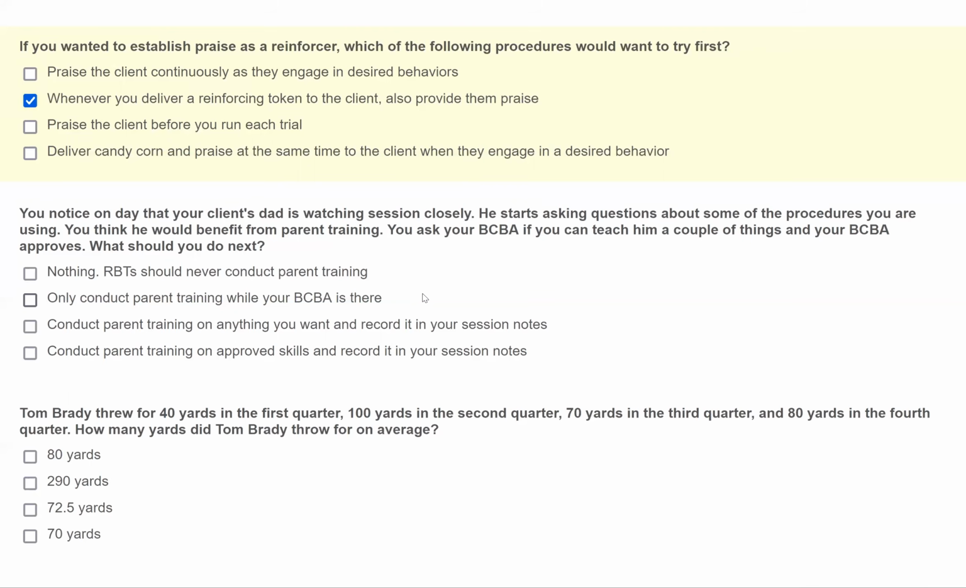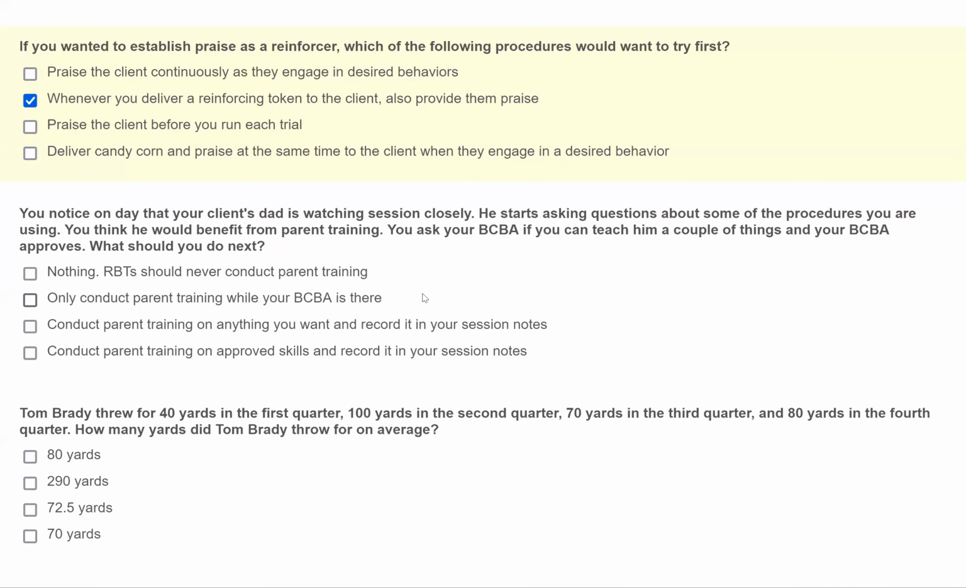B, only conduct parent training while your BCBA is there. Again, not necessarily true. As long as your BCBA believes that you are capable of conducting parent training and gives you permission, you are able to conduct the parent training. C, conduct parent training on anything you want and record it in your session notes. Absolutely record it in your session notes, but be careful about "anything you want." Just because you got permission doesn't mean you can just go do whatever you want. Instead, go with D. Conduct parent training on approved skills and record it in your session notes.